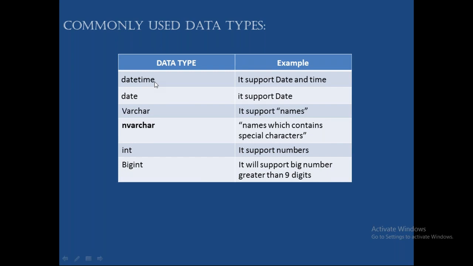Date means in this case you will get only the date, not the time. Varchar means only names, and nvarchar means names with special characters. Int supports only numbers. Bigint supports numbers too, but big numbers, such as those greater than 9 digits. What is the example I have given? Mobile number.